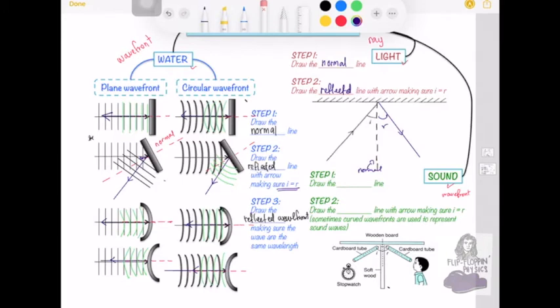And then the last one would be for sound waves. For sound waves also, the first step is to draw the normal line, and then you have to draw the reflected line. But sound is always represented as a wavefront, and always as a circular wavefront. So in this case, the incoming sound will look like that, and the outgoing one, which is reflected, will look like that, and i equals r.